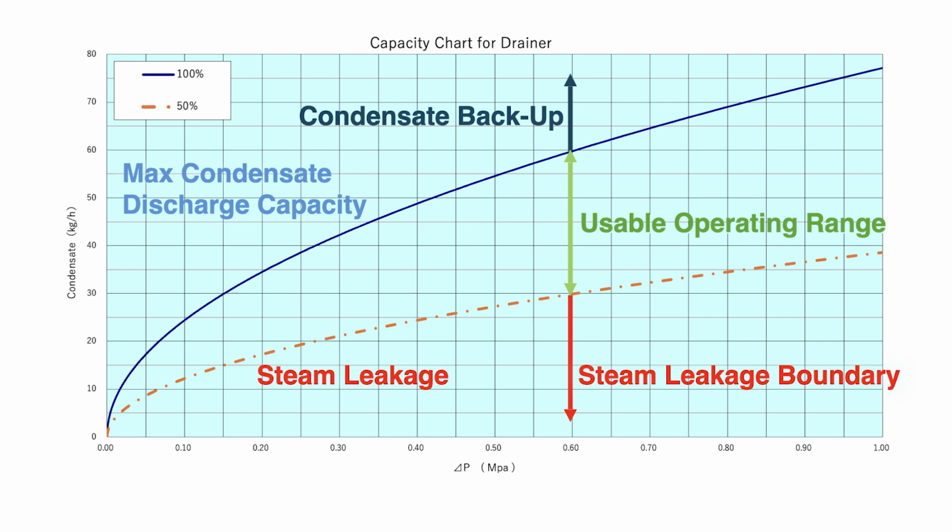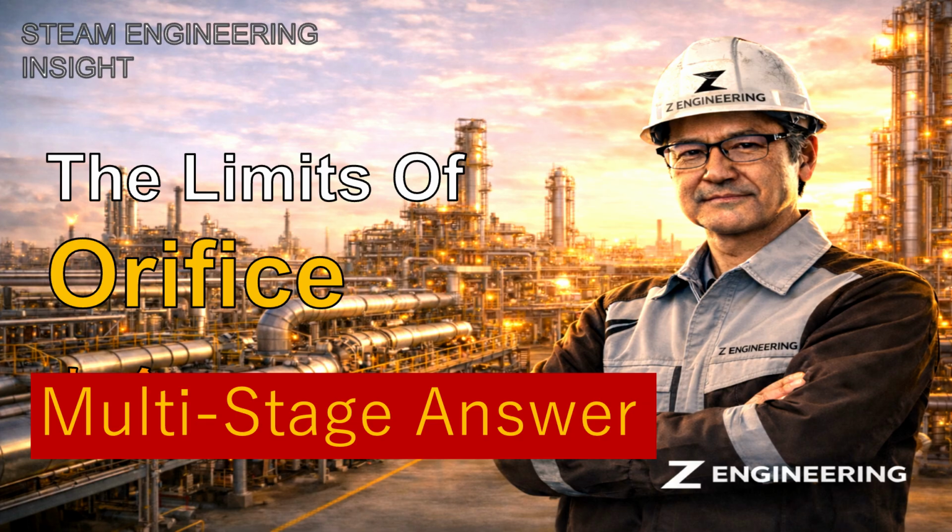If condensate flow is unstable, the operating point moves outside this range. That is why a single orifice trap cannot work in unstable conditions. This is not a performance issue. It is a structural limitation. So the question becomes, what can we do? This is where the idea of a multi-stage structure appears.